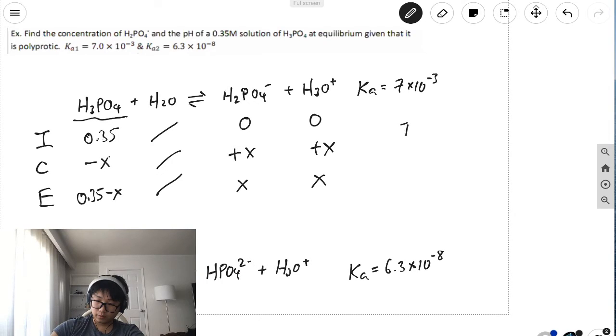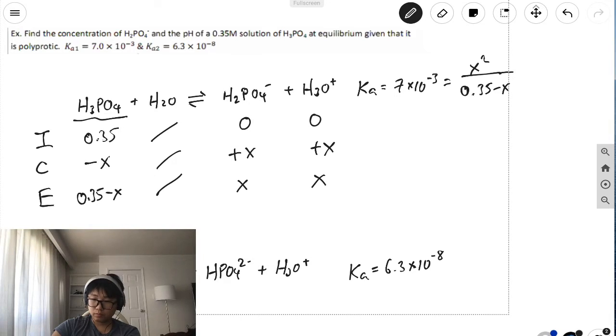We have Ka, 7 times 10 to the negative 3. So it's going to be x squared over 0.35 minus x. And then you can evaluate whether you can use the 500 rule or the 1000 rule. So make sure you remember to figure that out.